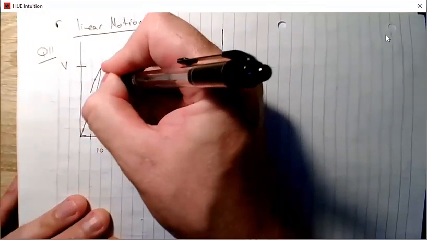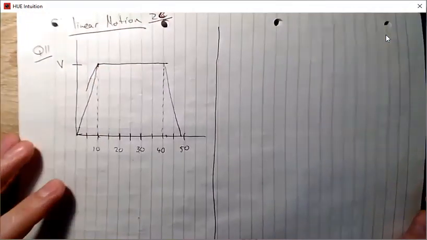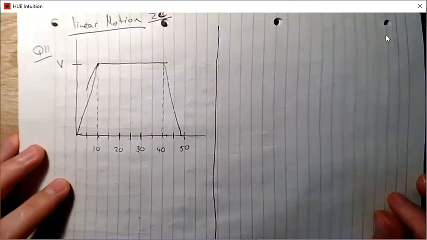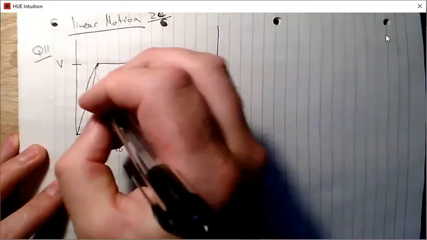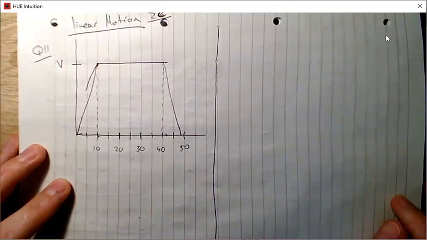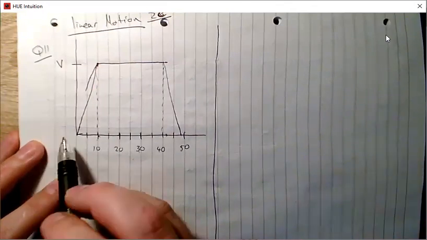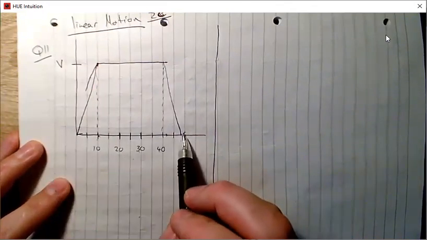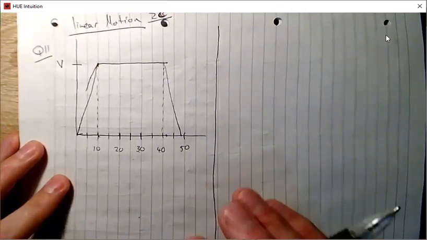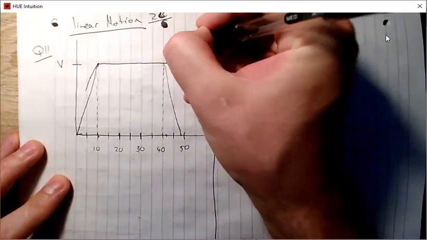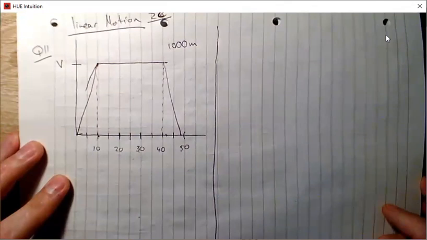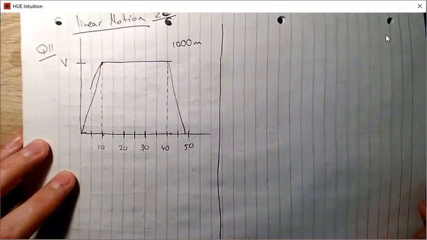As I've said before, if you can fill in any information here, you will. I don't think we can straight away, so we'll come back to it in a second. The question says the distance from P to Q, from start to finish, is 1 kilometer or 1,000 meters. That's the total distance. Find the maximum speed reached and the distance traveled during each part of the journey.